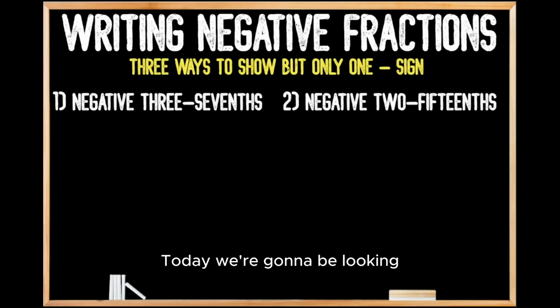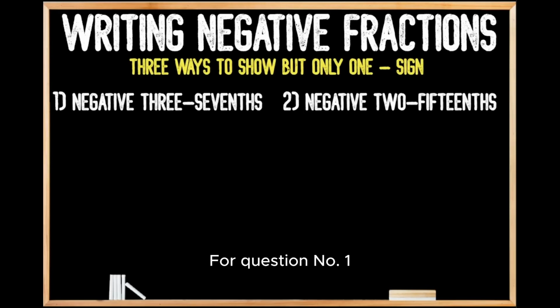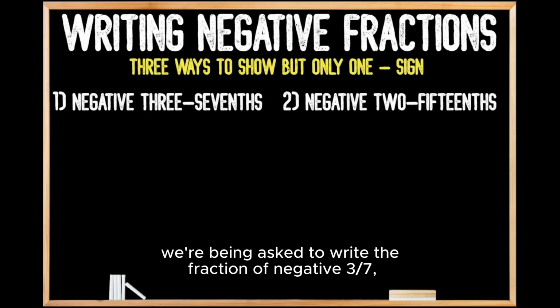Today we're going to be looking at how to write negative fractions. To show this, we have a couple of examples that we're going to work through together here, so let's get started. For question number 1, we're being asked to write the fraction of -3/7.